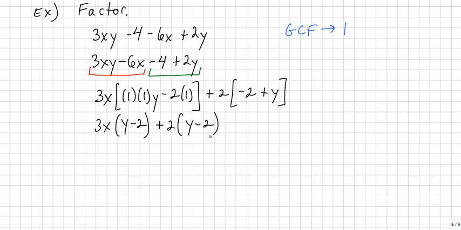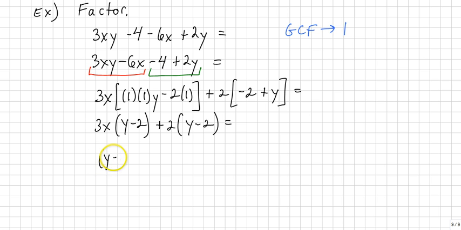So the reason that helps us is if you take a look, this term right here, and this term right here, they both have a y minus 2. So they have a common factor. So this equaled that, which equaled that, which equals this. And they both have a y minus 2.